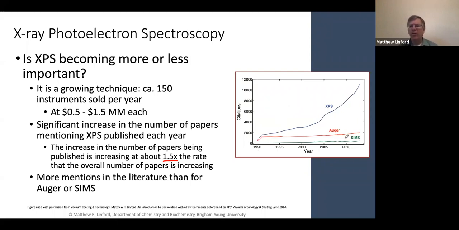This figure right here, which isn't quite up to date, but the trends have continued, shows the number of citations that we get from XPS, which is growing at a very nice clip. And we compare that to Auger electron spectroscopy, which truly is important, and also time of flight secondary ion mass spectrometry, or just SIMS in general. The number of papers mentioning SIMS is increasing nicely, and with Auger, there appears to be an increase as well. Surfaces matter. Surfaces are becoming more important. People need multiple techniques to look at their surfaces. But XPS is really increasing very, very nicely, as we can see in this trend right here.